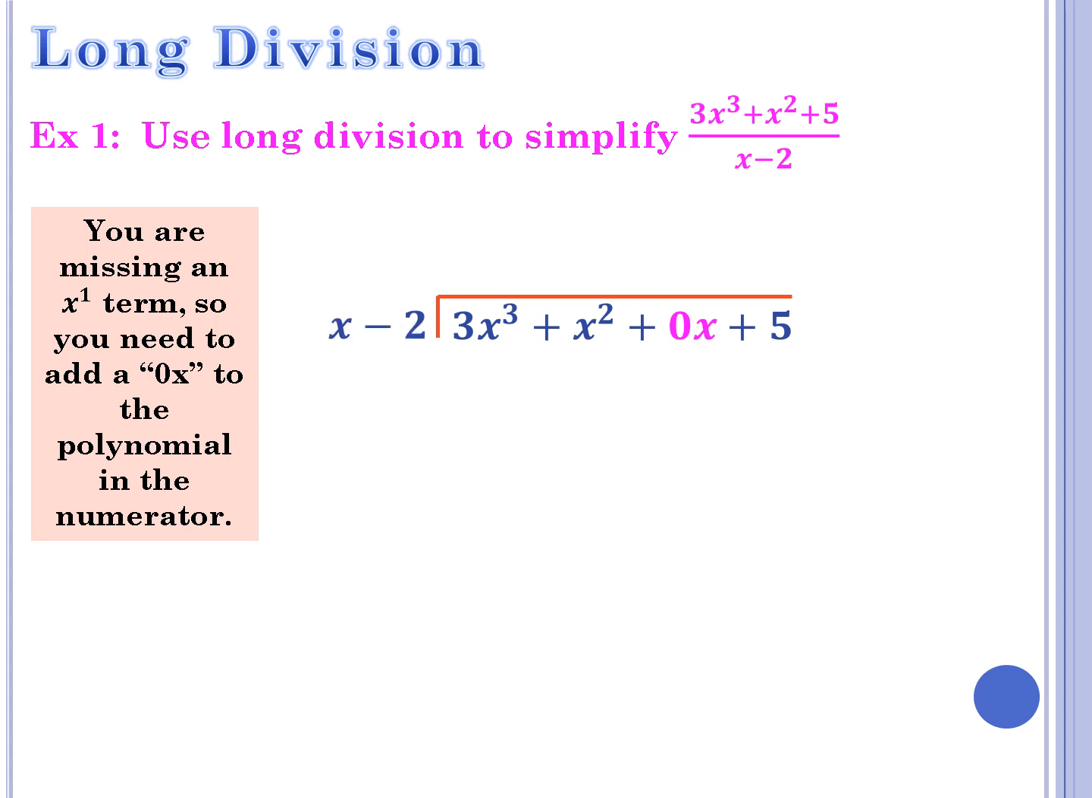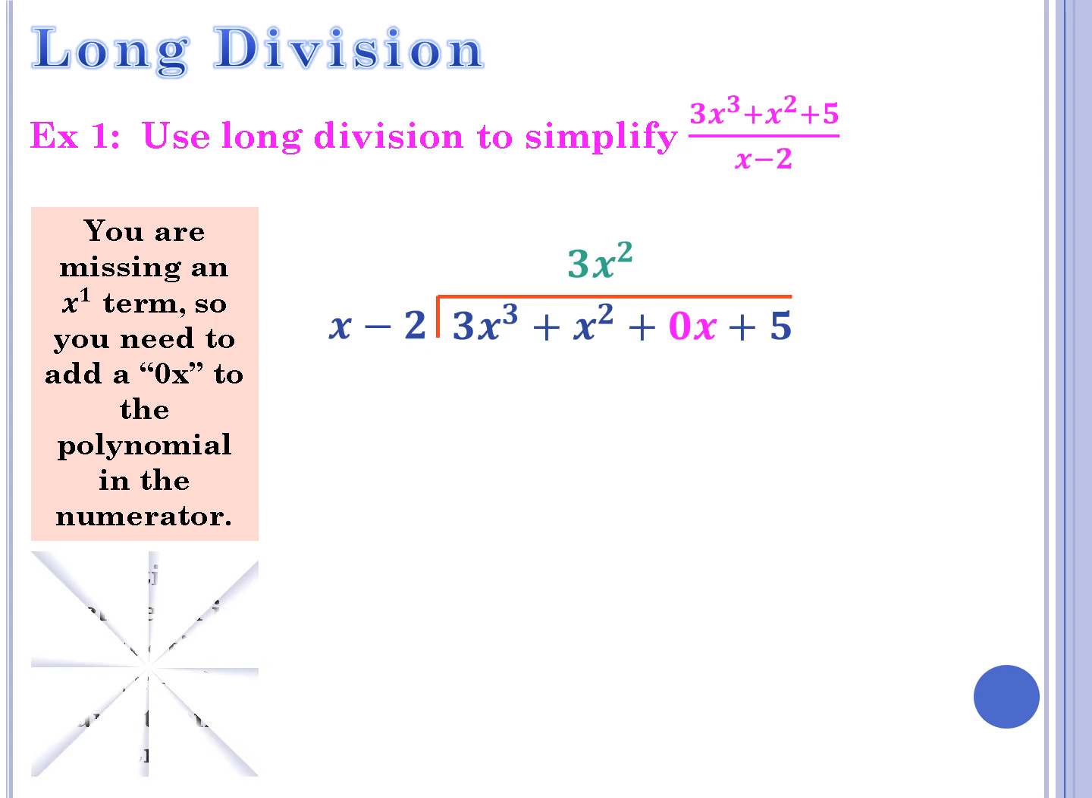Now, when we start the division process, you have to take the first term of the divisor and compare it to the first term of the dividend. So you have to say what times x will give me 3x cubed. And the answer there is 3x squared. Now, you may be wondering, why did you put it over the second term and not the first? Because this is a binomial, so since it has two terms, I start my quotient over the second term.